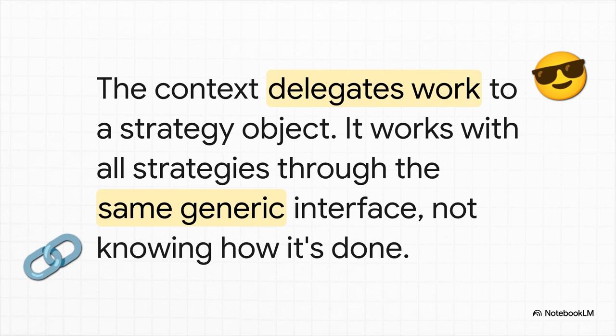Our navigator, the context, just holds a reference to one of these strategy objects. When it needs a route, it doesn't check which one it is. It just says, "Hey, whatever you are, run your build route method." It could be talking to the road strategy or the bicycle strategy. It has no idea. This is what we call decoupling, and it's what makes this whole system so incredibly flexible.